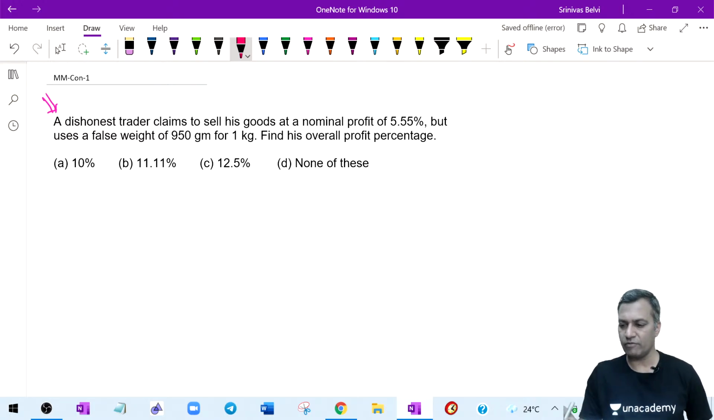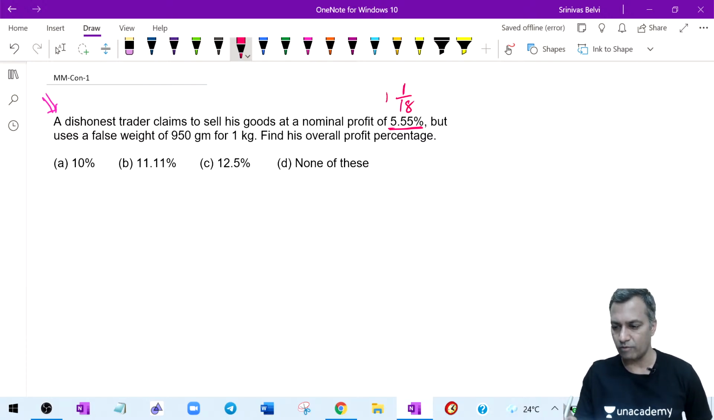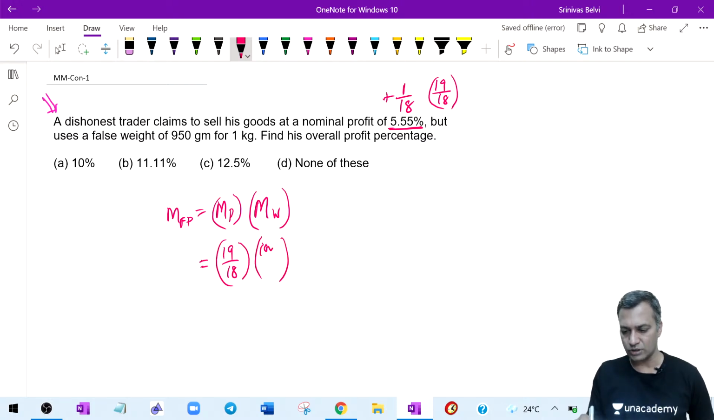All right. 5.55% is nothing but 1 by 18. Therefore, profit is 1 by 18, which implies the multiplier is 19 by 18. The multiplier related with final profit is made of two components: the multiplier related with pricing and the multiplier related with the weights. The multiplier related with pricing is 19 by 18. The multiplier related with the weight is 1000 grams divided by 950 grams.